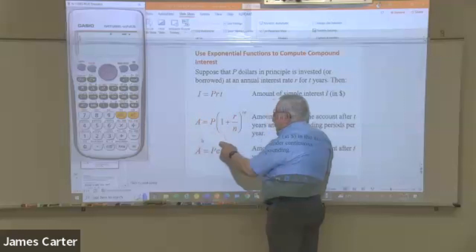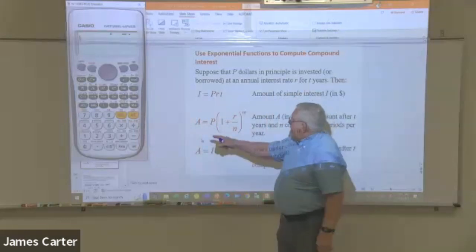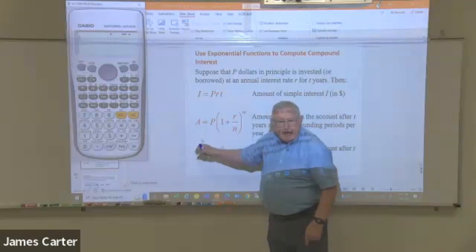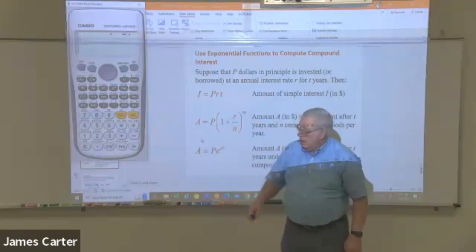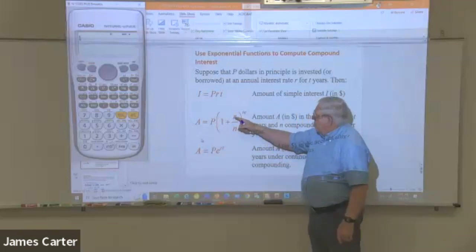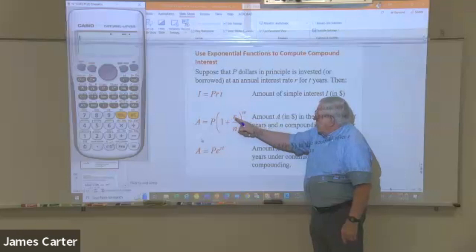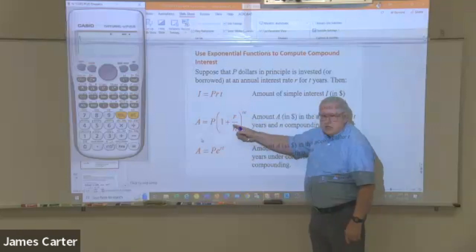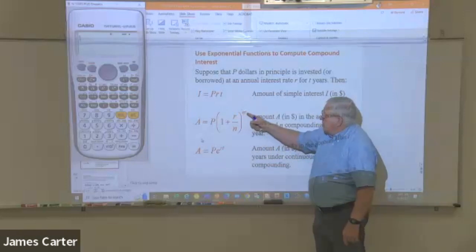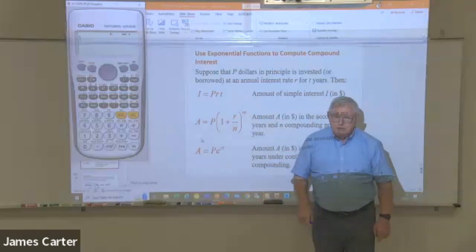In other words, it adds interest on interest. This is no longer the interest, but this is the original principal plus the added interest. And in this formula, you have the 1 plus the interest rate over how many times a year you do it, times to the power of how many times you do it a year times how many years.